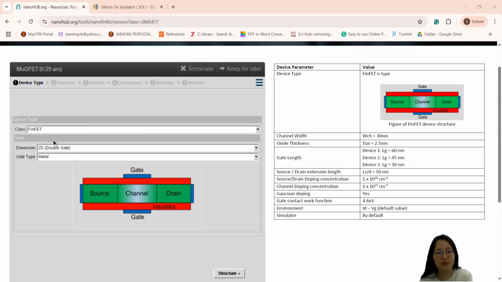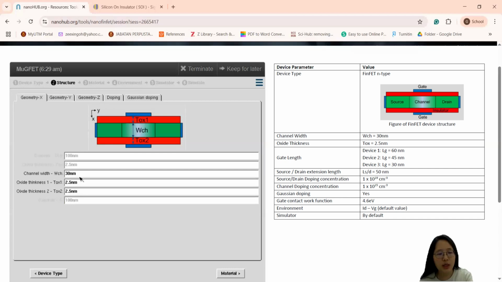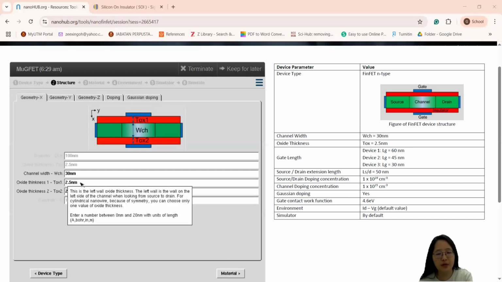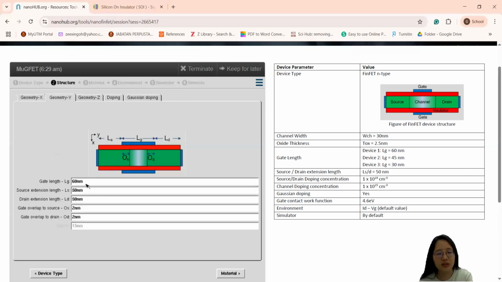First, I will choose the device type as FinFET, and the dimension is 2D. The metal type is metal, which remains the default. Then I will go to the structure. Here, the channel Y is equal to 30 nanometer, and T-ox is equal to 2.5 nanometer. And we go to geometry Y. Here, I will use the gate length equal to 60 nanometer, and LS and LD equal to 50 nanometer. The gate overlap remains the same, 2 nanometer.